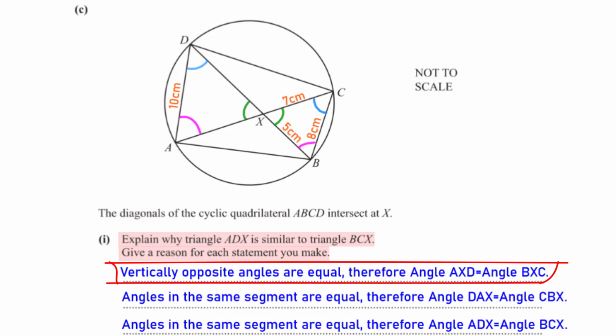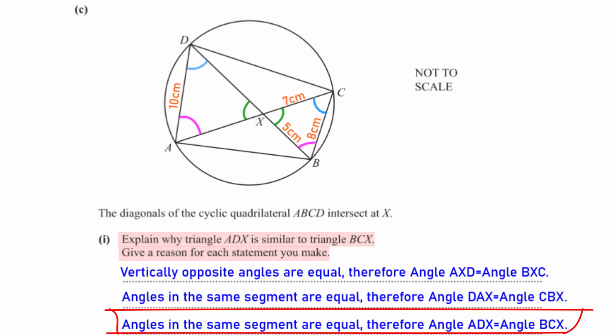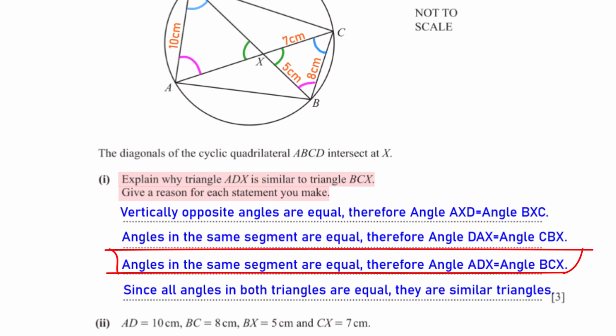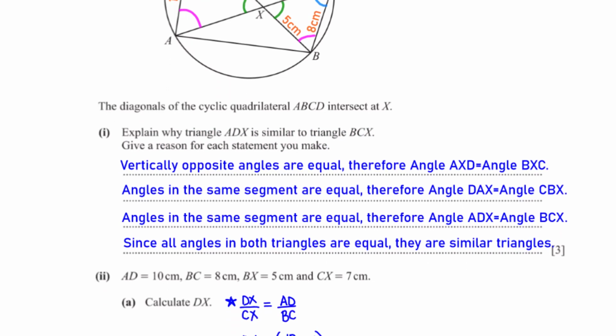Vertically opposite angles are equal, therefore angle AXD is equal to angle BXC. Angles in the same segment are equal. This means angle DAX and angle CBX are equal. This also means angle ADX and angle BCX are equal. Since we've shown that corresponding angles in both triangles are equal, then they are similar triangles.